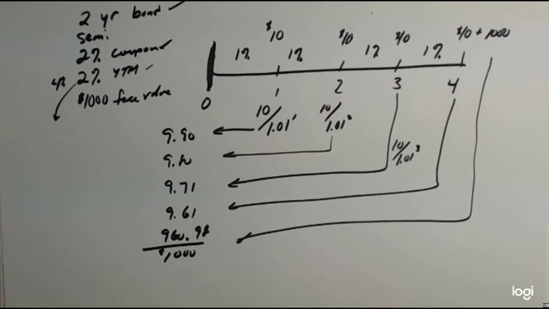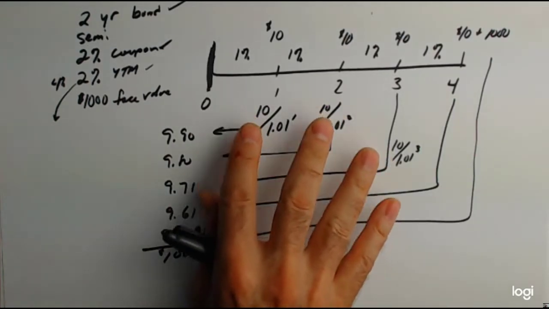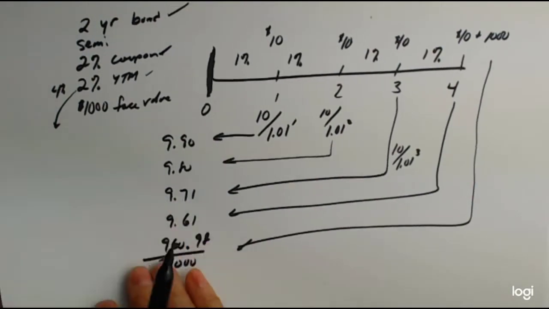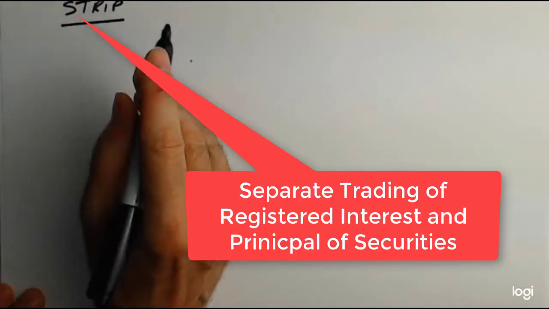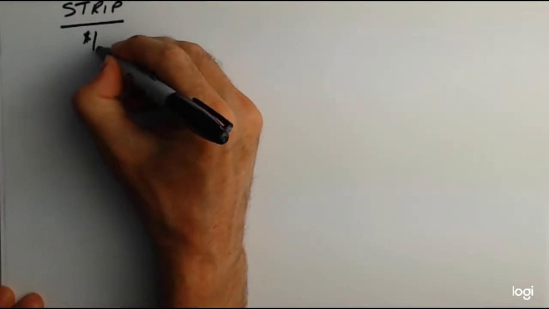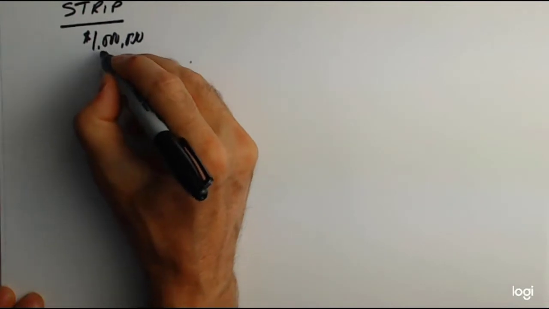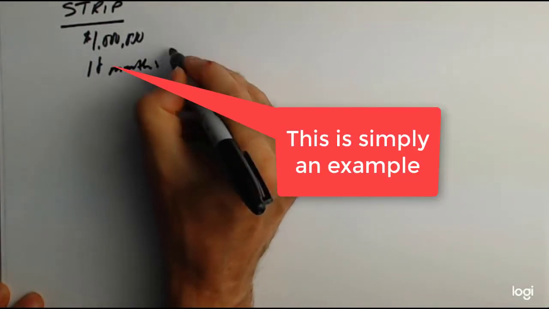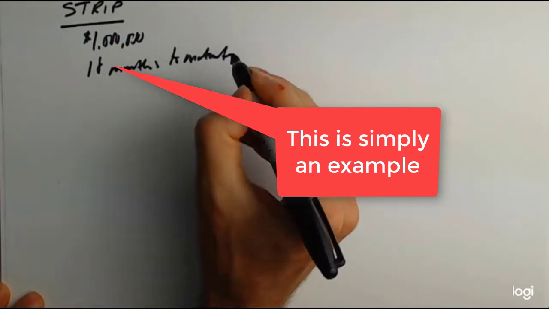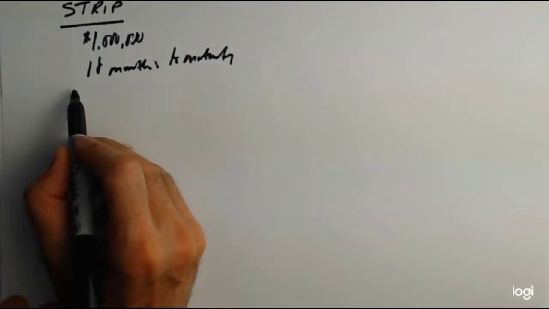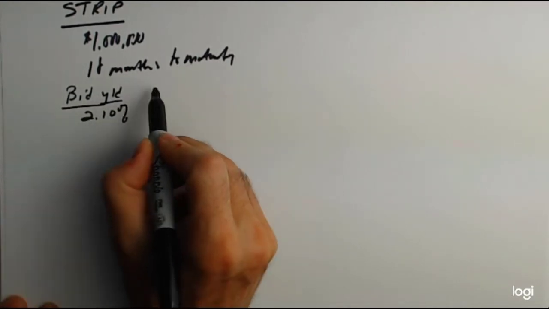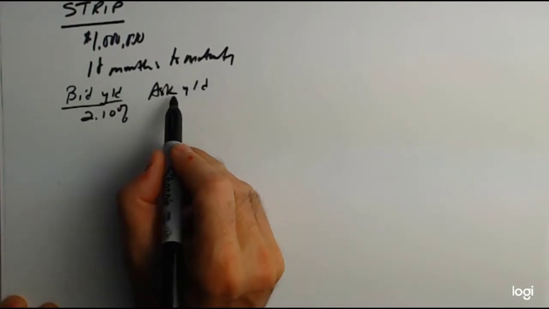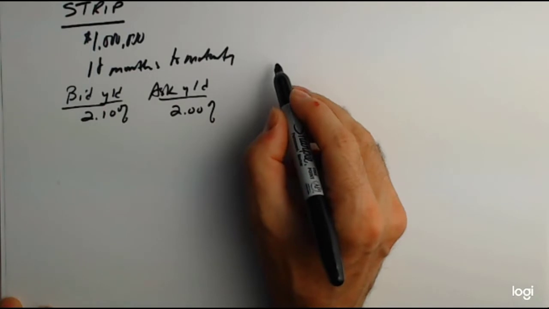Let's look at strips. This is a good introduction to the concept of a strip. So with this in mind, let's work with a strip. Let's come up with this strip example. So here we have a strip. Now, what exactly is a strip? This is going to be a $1 million strip. Let me give you the details. 18 months to maturity, and it'll have a bid yield of 2.10% and an ask yield, right, of say 2%.